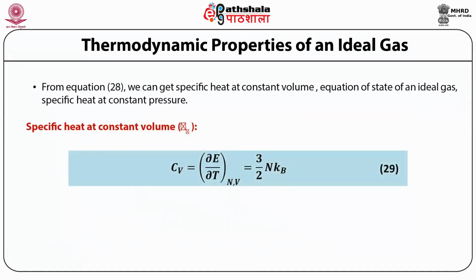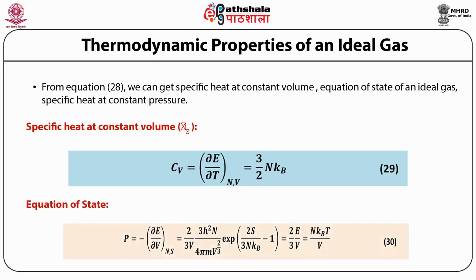From equation 28, we can get specific heat at constant volume, equation of state of an ideal gas, and specific heat at constant pressure. Let's look at specific heat at constant volume. We know that specific heat at constant volume is the partial derivative of internal energy with respect to temperature at constant N and V, which is equal to 3/2 N multiplied by Boltzmann constant.